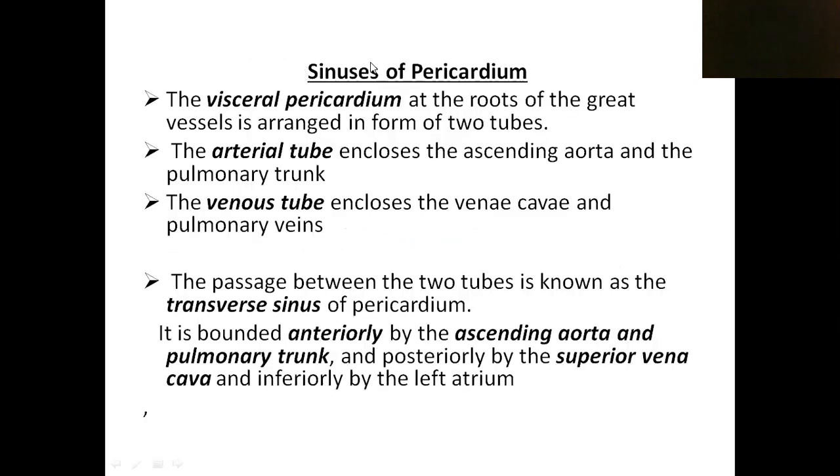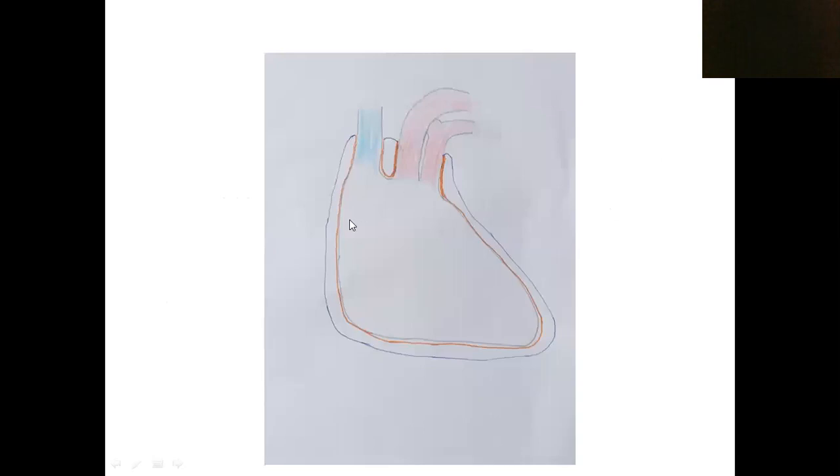Now, inside the pericardium, some spaces or passages are there. Those passages seen inside the pericardium are known as sinuses of the pericardium. Okay, the visceral pericardium at the root of the great vessels is arranged in the form of two tubes. What are the two tubes? One arterial tube and one venous tube. We'll check it. See here in this image.